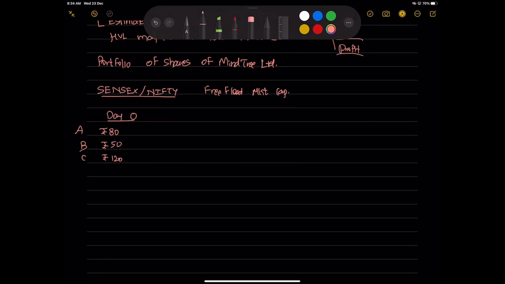Now what is this free float market cap? Free float market cap is the value of all shares of a company excluding promoter stake.